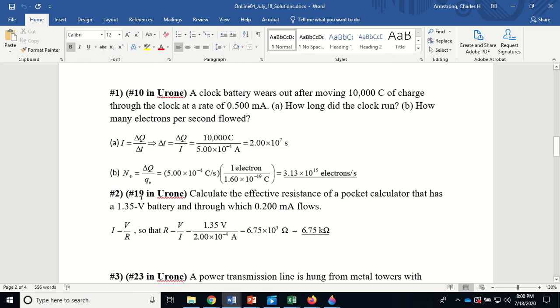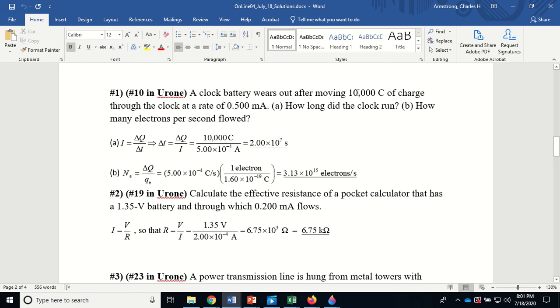Okay, so 19, we have to go back to PowerPoint. A clock battery wears out after moving 10,000 coulombs of charge through a clock at a rate of 0.500 milliamps. So we have charge Q and the current I, so they're probably going to ask us about time, and yep, they're asking us about time. How long did the clock run?